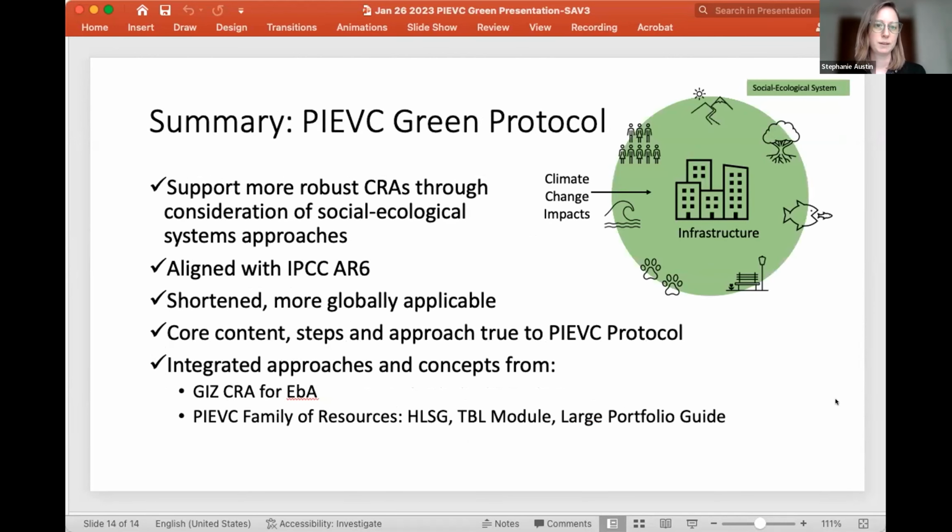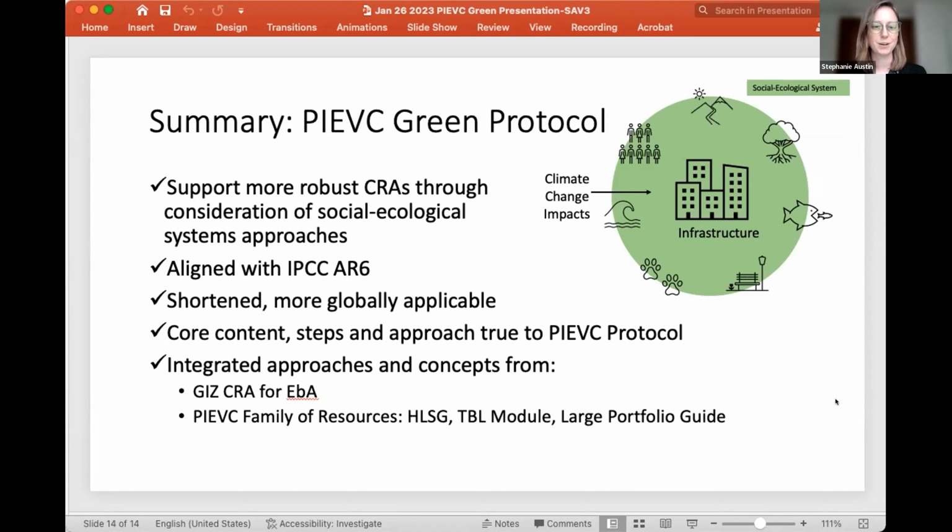So overall, we're trying to support more robust climate risk assessments through consideration of social ecological systems approaches. If we just think of a bridge or a dam by itself and assess its climate risk without considering the broader social ecological system, we'll really be missing out on a lot of the climate risk that's present. So by bringing in some of those broader considerations, we'll be having more robust approaches. We're more aligned now with the IPCC AR6. We've made it a lot shorter.